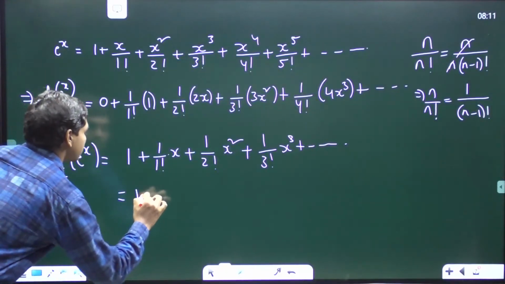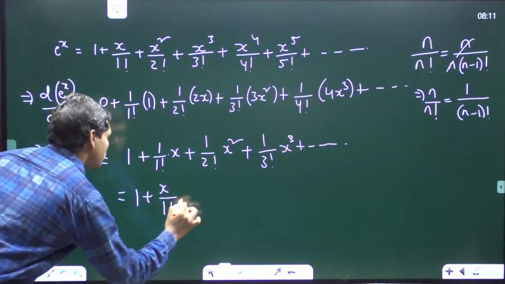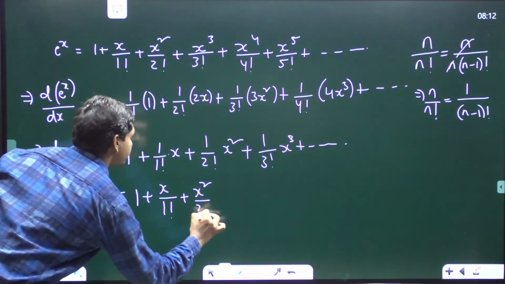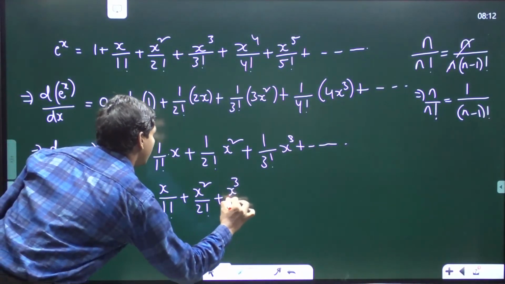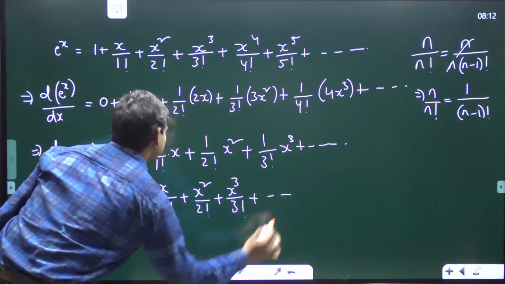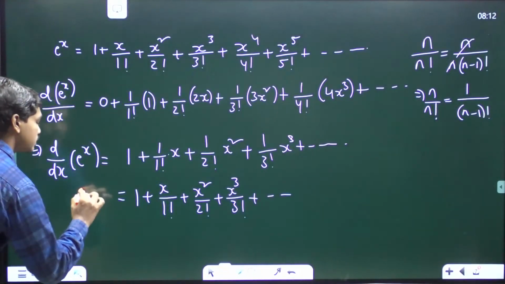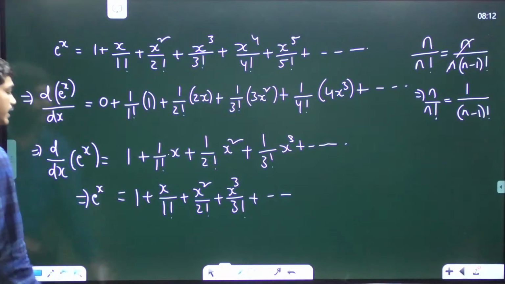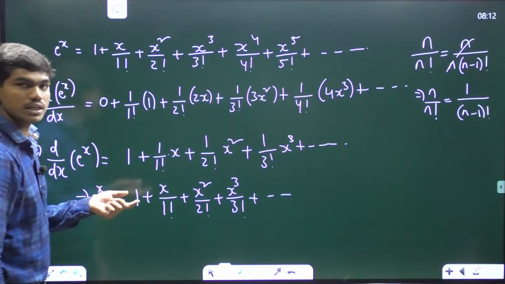So if you see, this is nothing but 1 plus x by 1 factorial plus x square by 2 factorial plus x cube by 3 factorial and so on, things like this, which is the same as the expansion of e power x. And so that's why the derivative of e power x and the function e power x both are same. Okay.